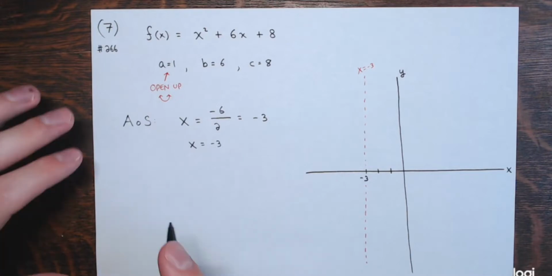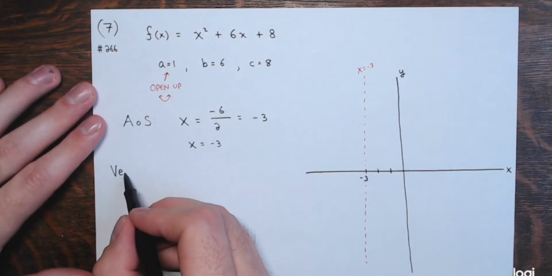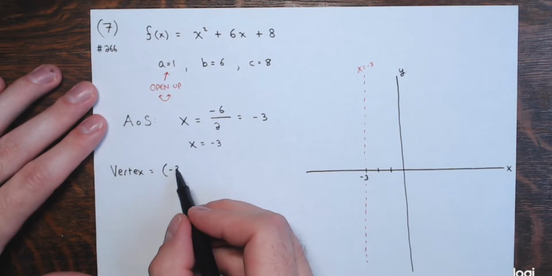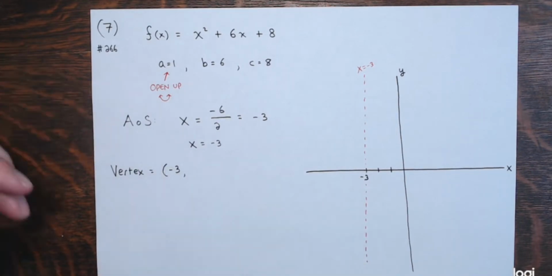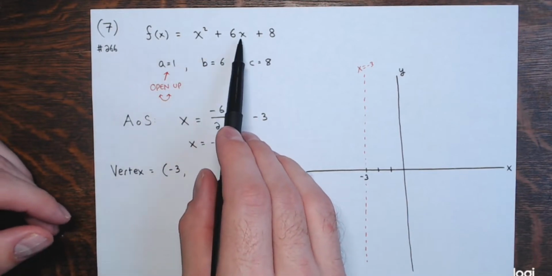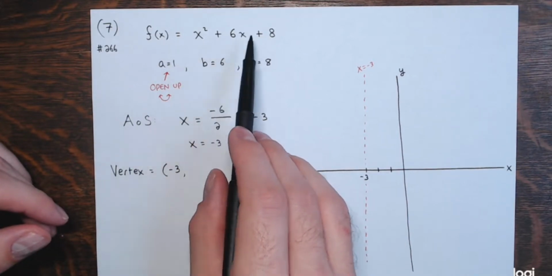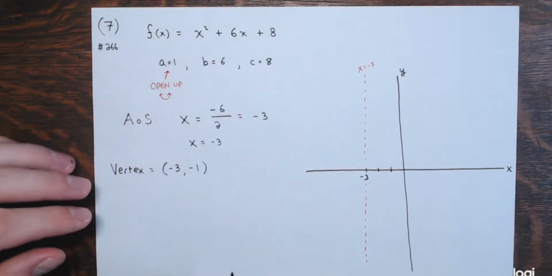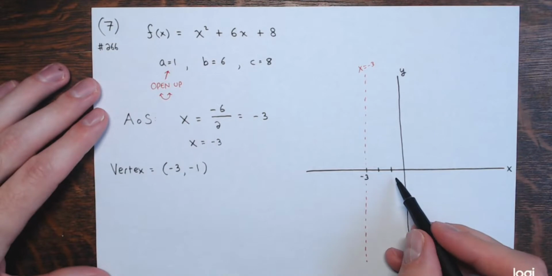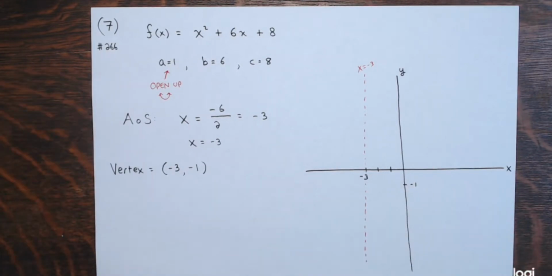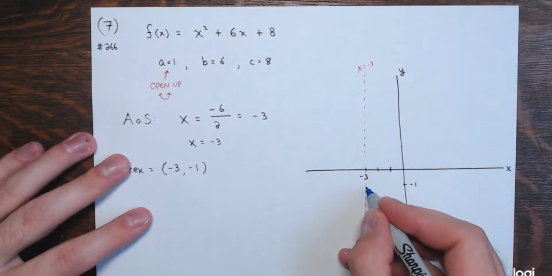Okay, vertex. X coordinate will be -3. Now this time I'm just going to say them out loud. You'd have 9 plus -18, which would be -9, plus 8 would be -1. If I plug in -3 for x, I'm getting -1 for an output. So -3 input, -1 output. So this point here is the vertex.